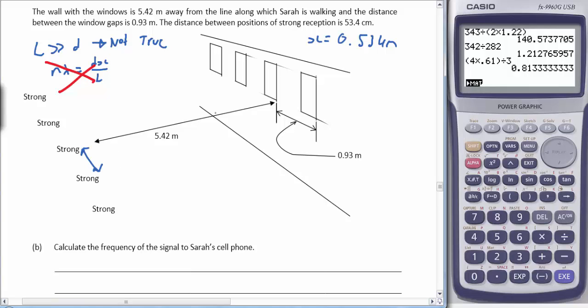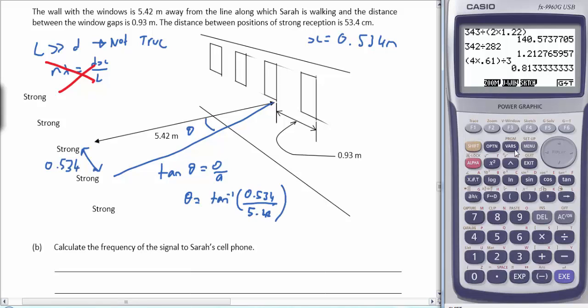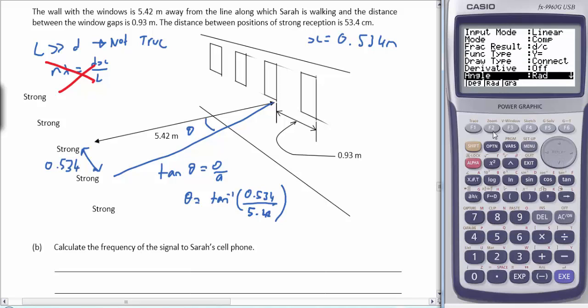So what you need to do is say, well, what is this angle here? You know that distance there is 0.534 meters, and that's 5.42 meters, so you can use tan. The tan of the angle is opposite over adjacent. You're looking for the angle, so it's going to be arctan, or tan to the minus 1, of opposite, which is 0.534, divided by the adjacent, which is 5.42 meters.